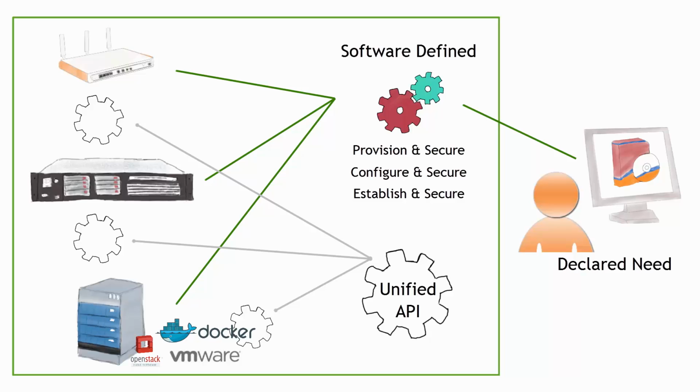Let's say we're using containers, we're going to need to communicate with Docker. We're using virtualization, we're going to need to communicate with, for example, VMware, or maybe we're establishing a cloud. We're going to need to have that relationship with that cloud. Here illustrated is OpenStack. So all of these things implemented together make this declared need.